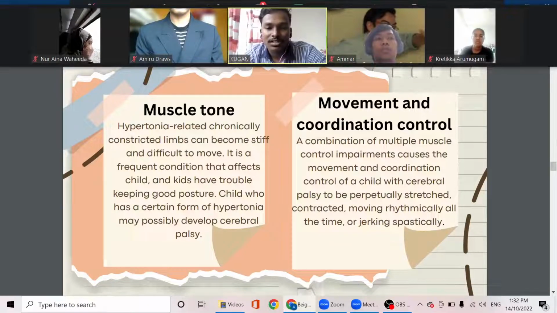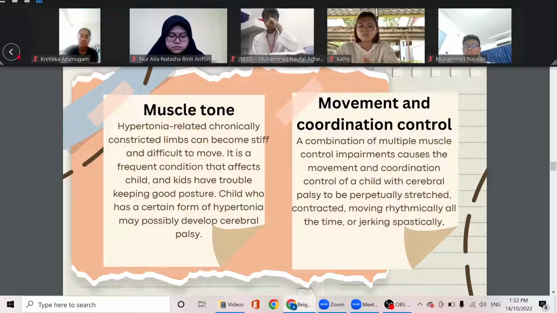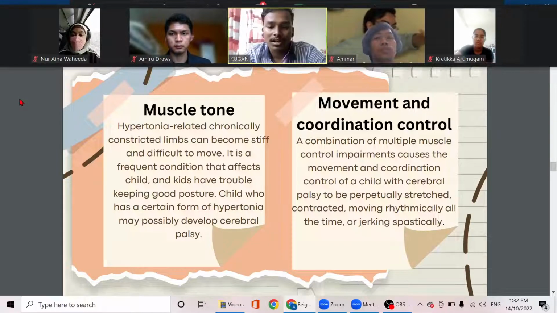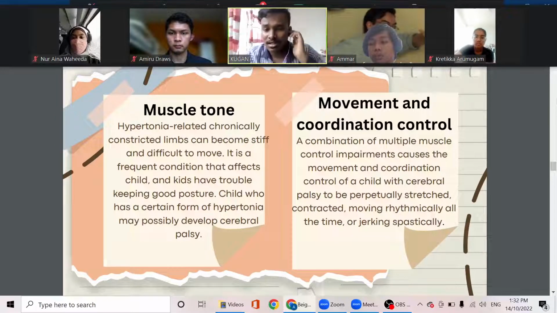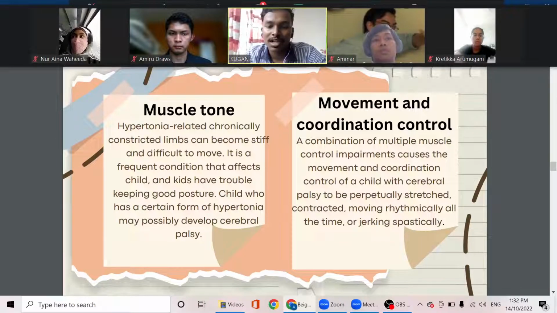The second one is movement and coordination control. Kids with hypertonia can't move, can't walk properly, can't run, probably because cerebral palsy affects the brain and the impulses that are sent to it for coordination. A combination of multiple muscle control impairments causes the movement and coordination problems. Children with cerebral palsy repeatedly stretch and contract, moving rhythmically, and at times jerking.